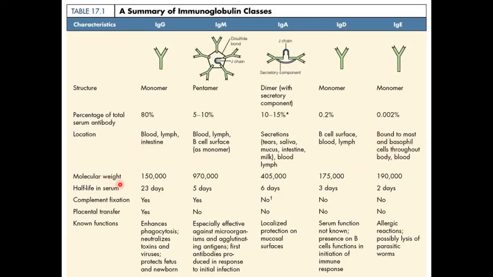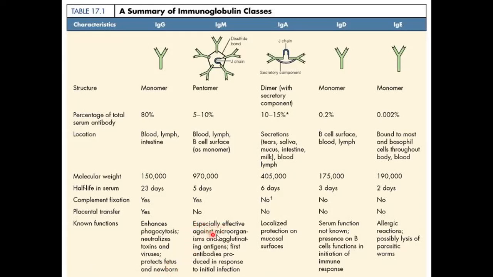The molecular weight of IgM is the highest among the others, and the maximum half-life in serum is 23 days, that of IgG. IgM and IgG lead to complement fixation, and IgG can be transferred via the placenta. IgG enhances phagocytosis. They neutralize toxins and viruses, and they protect the fetus and newborns.